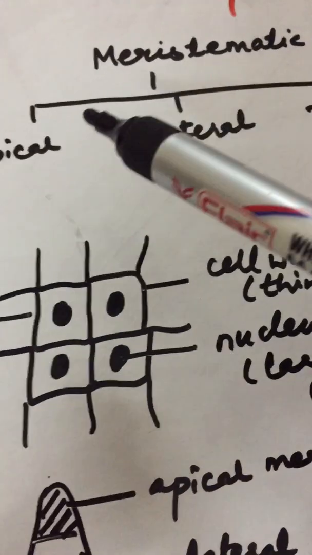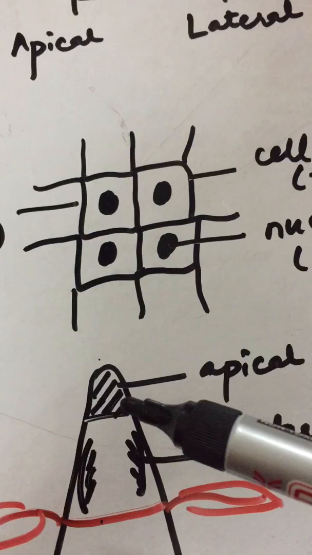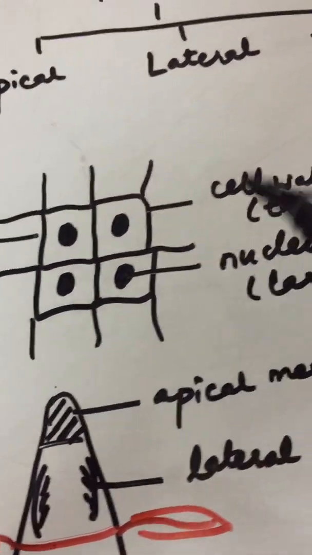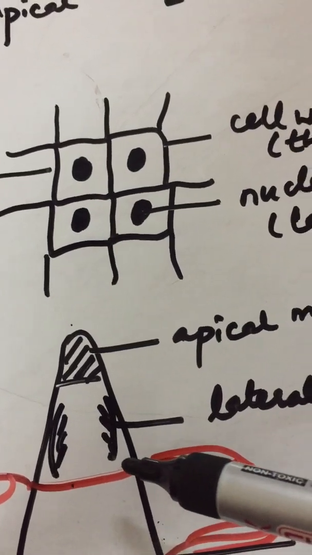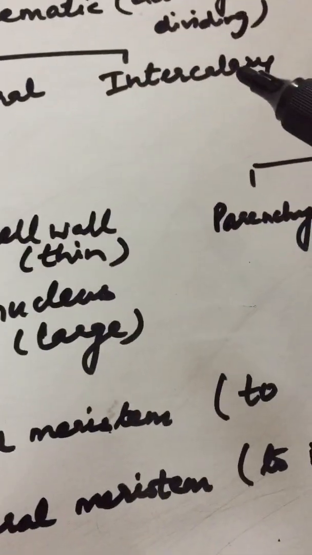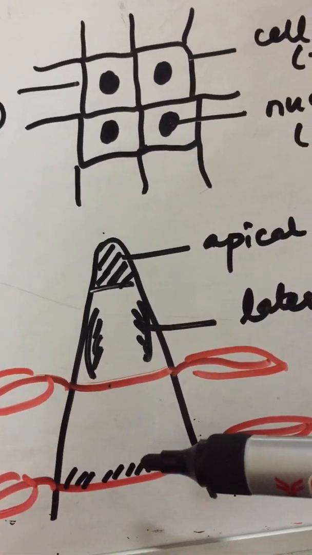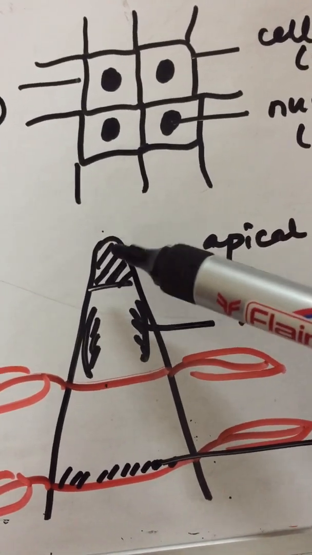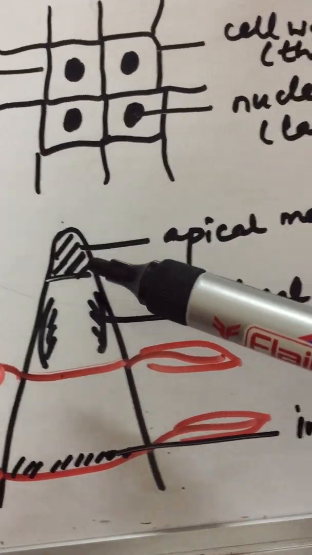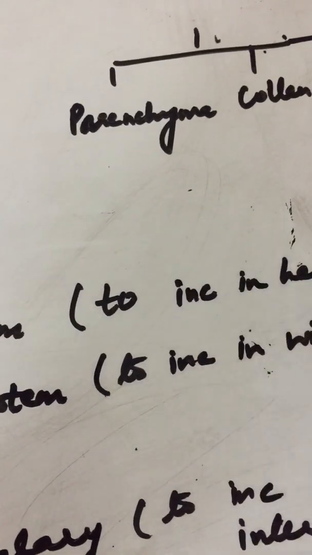So meristematic tissue is of three kinds: apical, present at the apex or the tip, we also call it terminal meristem; lateral, present on the sides just beneath the bark, also known as cambium; and intercalary, present at the base of the internodes. And what functions do they perform? Apical meristem is present at the tip or the apex of the stem or the root, and thus helps the plant to increase in height.